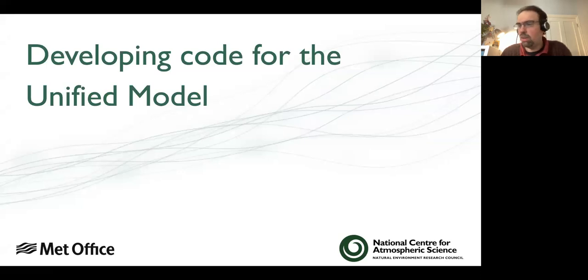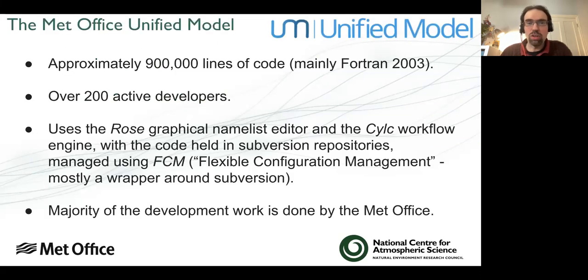In terms of developing code for the unified model, this is what you've been doing over the past week. There's actually around 900,000 lines of code. It's mainly in Fortran 2003, and there's around 200 active developers of the model, mainly at the Met Office. It uses Rose, which you've all become very familiar with, and Cylc, which is that window that pops up and shows you what the job is doing as it runs.